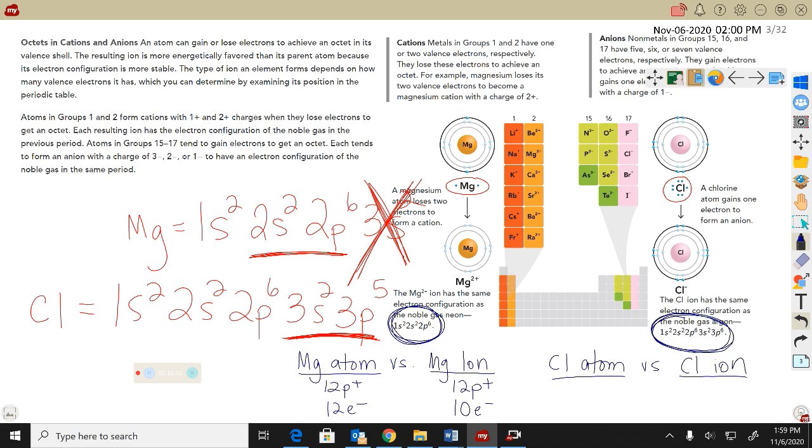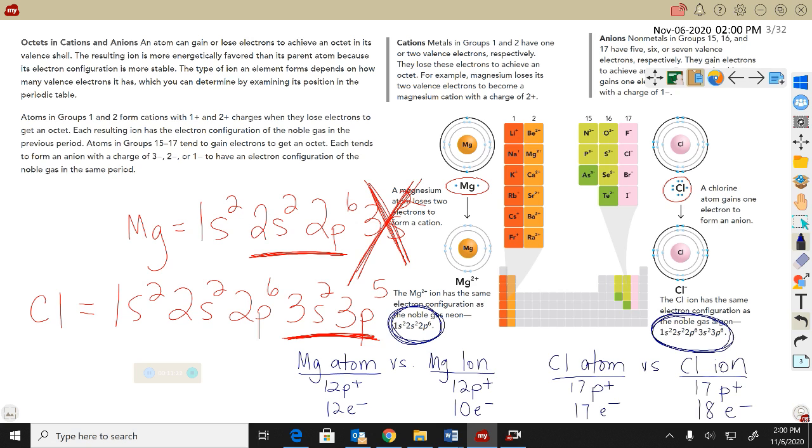The chlorine atom is number 17: 17 protons and 17 electrons. Neutral. The ion still has 17 protons, but I gained an electron for a total of 18. So I have a balance of 1 extra negative electron, and that's where the -1 charge comes from.